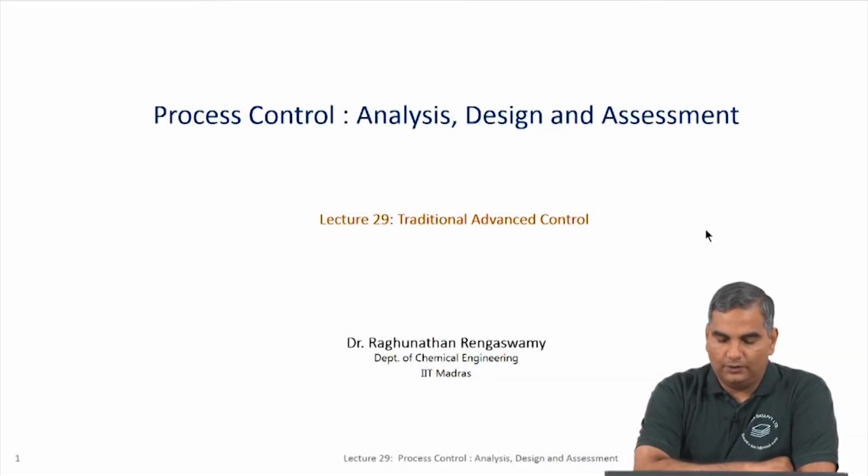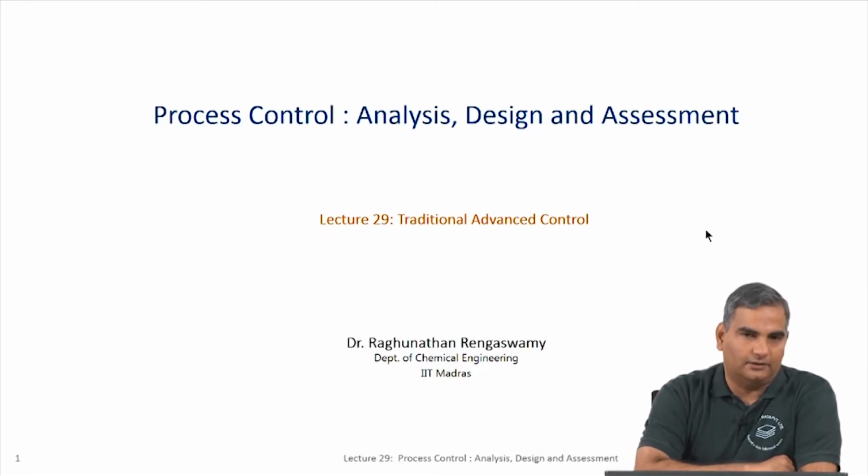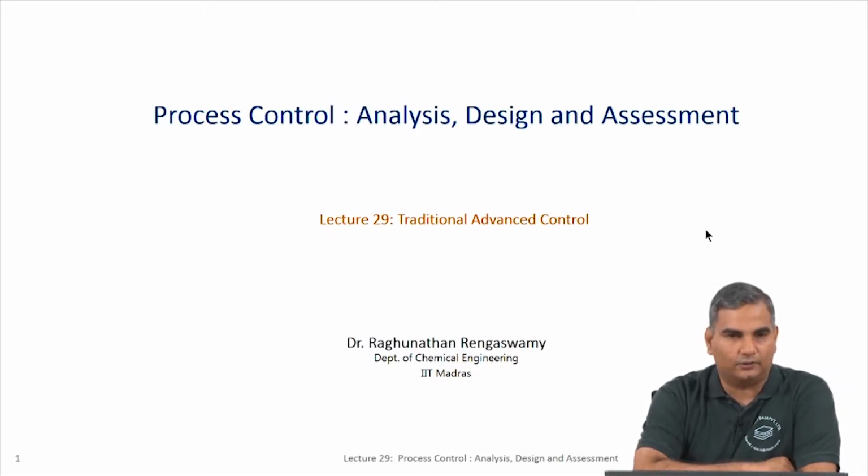We will continue with our 29th lecture, Traditional Advanced Control, part of this course on process control. In the last lecture, I started talking about adding more structure to the closed loop. I started by describing a standard closed loop and then summarized all that we have learned in terms of the standard closed loop system.